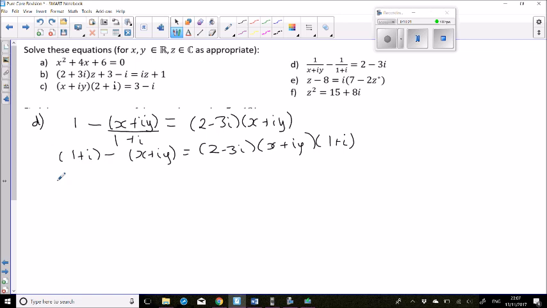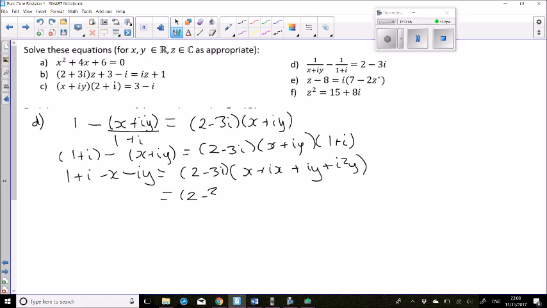There we go. And then we could solve that, so we're going to end up equating with the imaginary parts. So here I've got 1 plus i, subtract x, subtract iy. Here we've got a bit of multiplying out to do. Let's just do that one part at a time, and then multiply through by the 2 and the 3i. That's a plus.